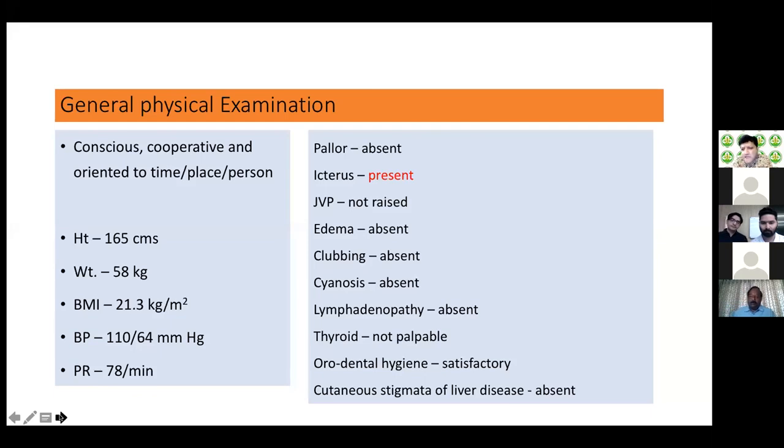So whenever somebody has conjugated hyperbilirubinemia or bilirubinuria or high colored urine, that means you are dealing with either an intrahepatic disease or an extrahepatic disease. And it keeps the possibility lower for prehepatic causes, like we said, for example, hemolysis. Gilbert is also a prehepatic cause. So those possibilities become a little lesser.